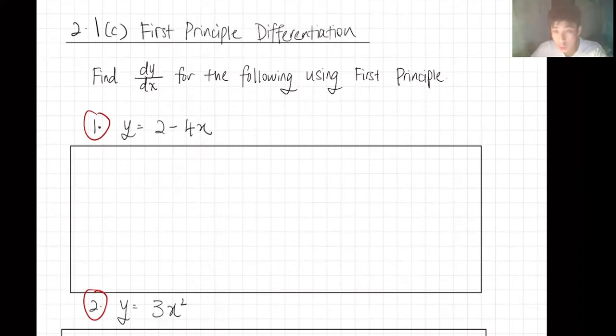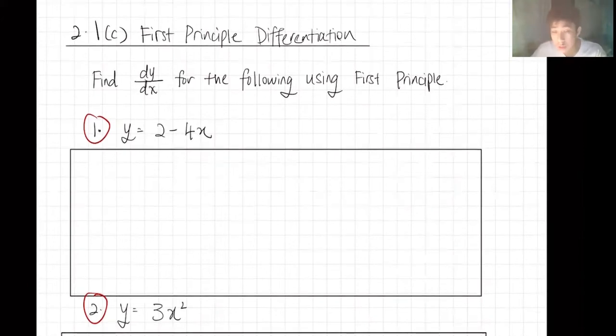All right, hi students, welcome back to 2.1C, and today we'll be doing first principle differentiation, basically the traditional way to do differentiation. If you weren't taught how to do it using formulas, which I will teach you in the next subtopic, under 2.2, differentiation techniques.